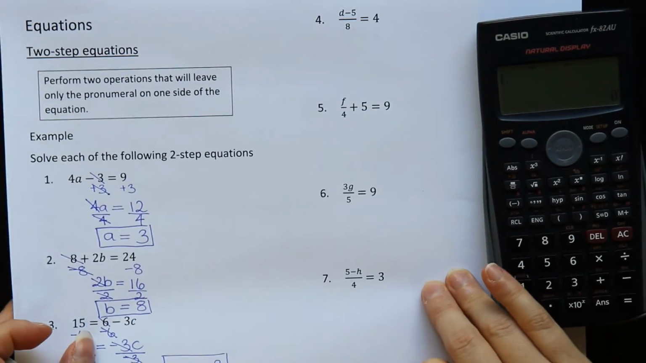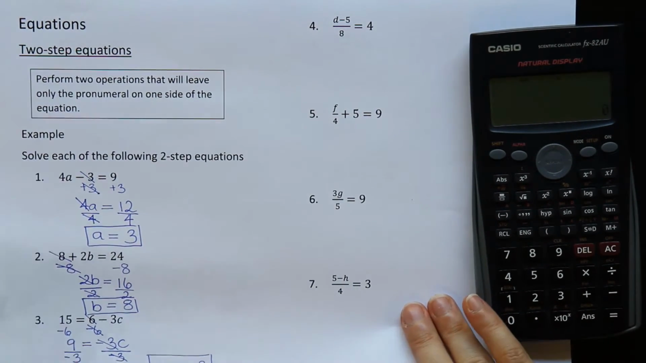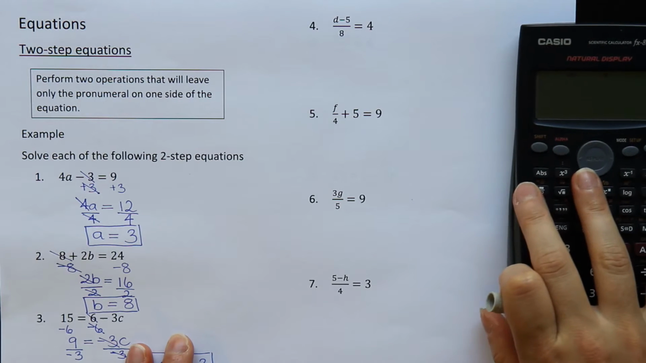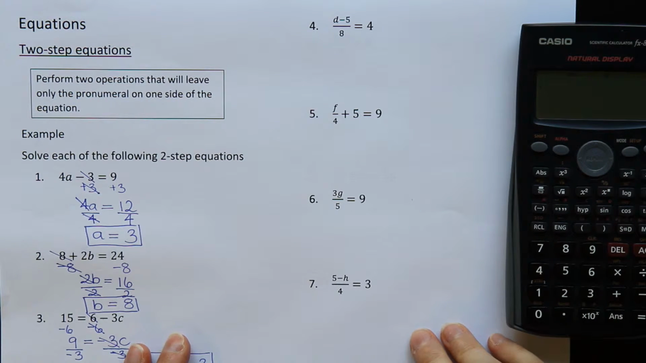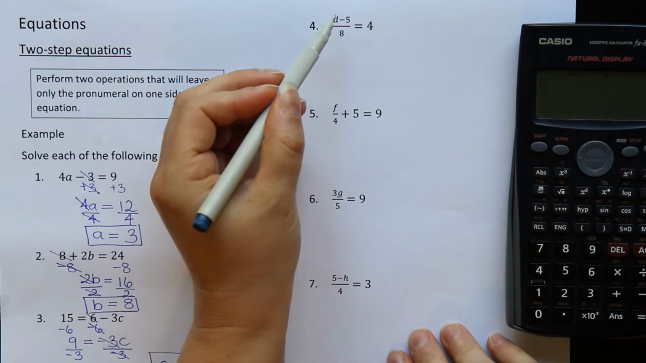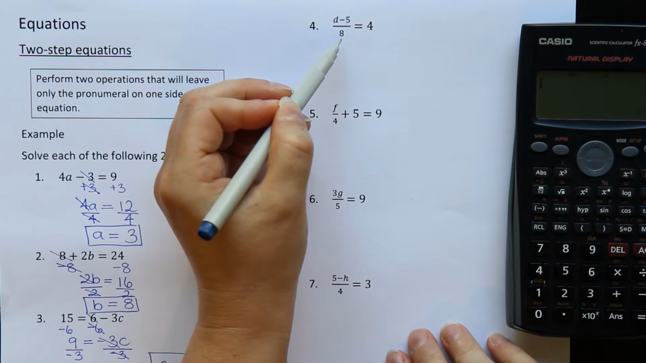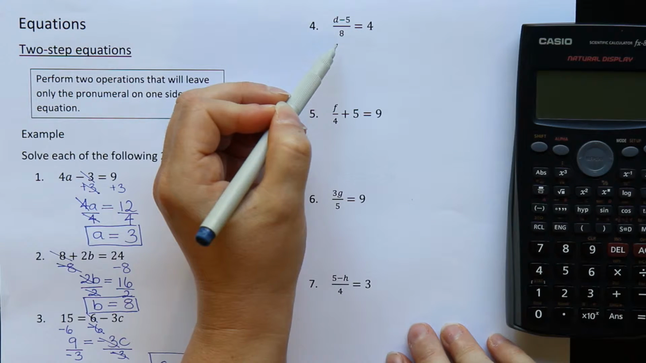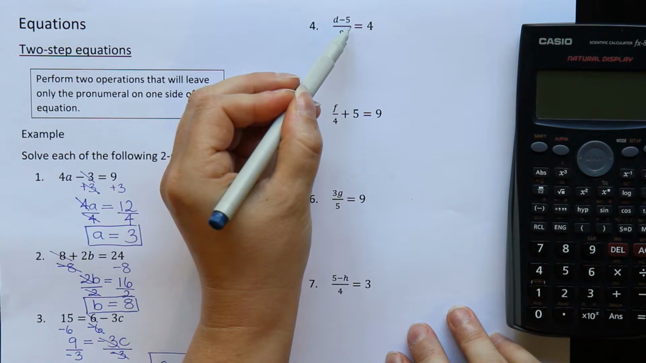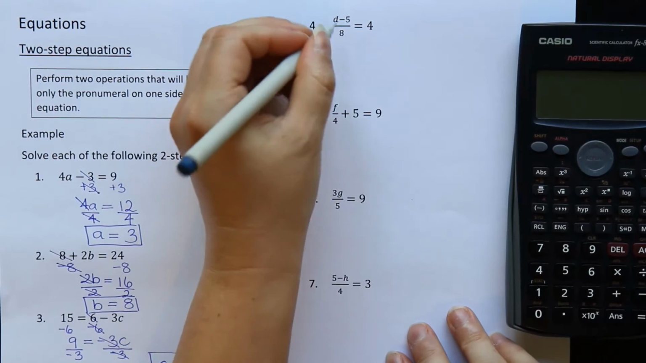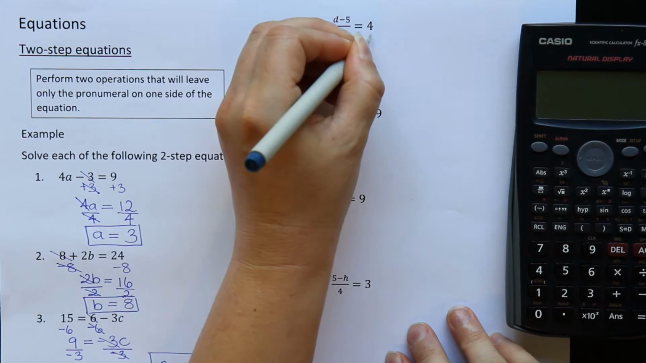All right, question 4. (d minus 5) over 8 is equal to 4. d, then I want to take away 5 and divide the whole thing by 8. So the 8 has to be the first thing to go. The opposite of dividing by 8 is to times by 8.